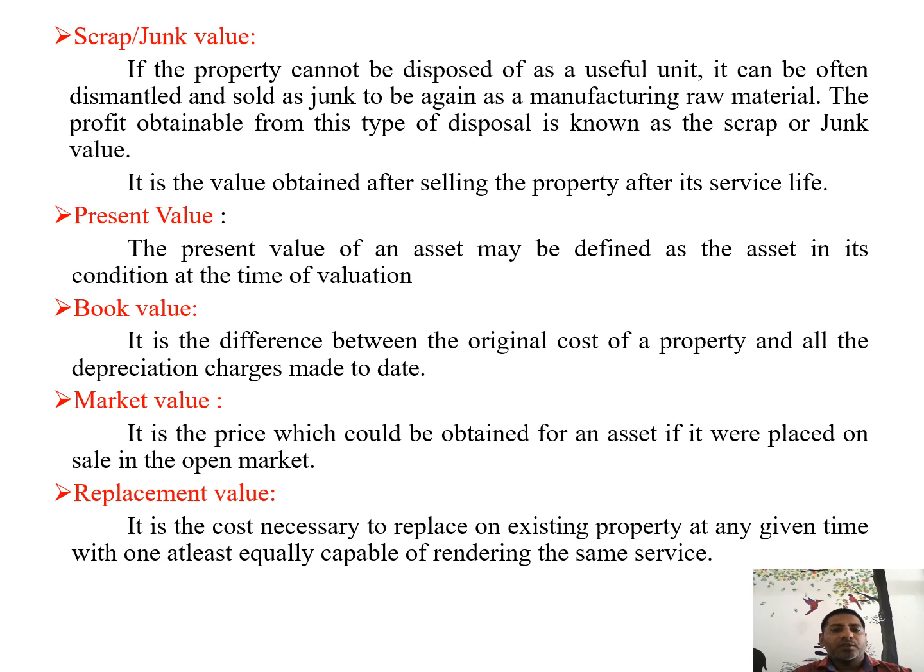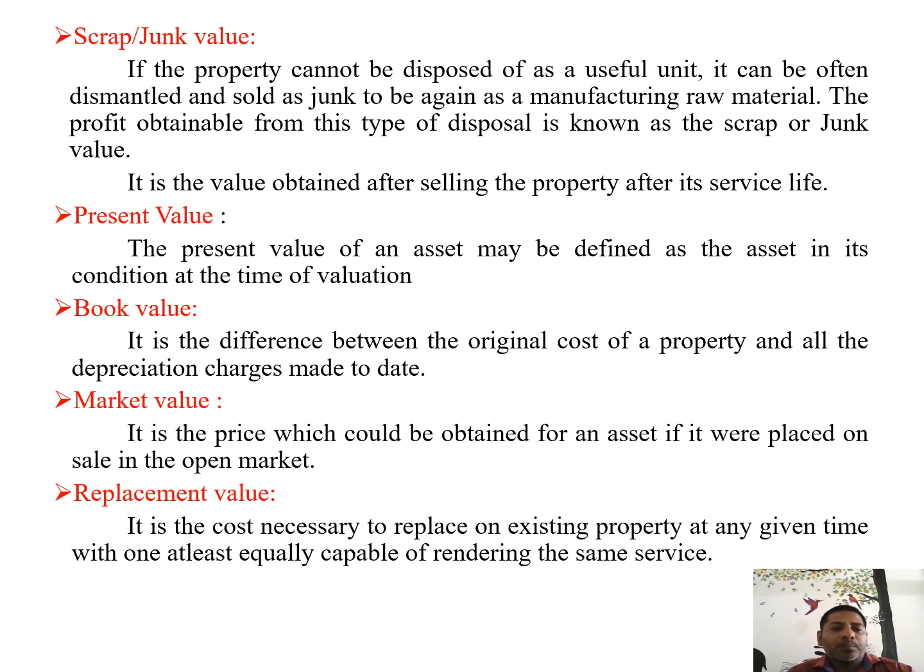And next we see the scrap or junk value. When a property cannot be used as a useful unit, it can often be dismantled and sold as junk to be used again as manufacturing raw material. The profit obtainable from this type of disposal is known as the scrap or junk value. It can be obtained from selling the property after its service life.